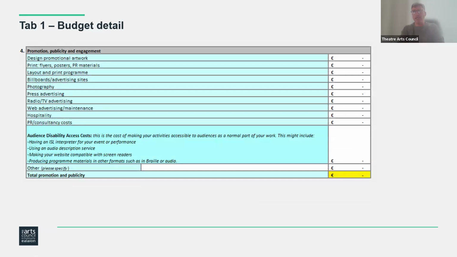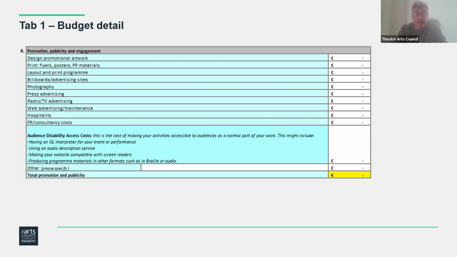So promotion, publicity, and engagement. We've tried to give as many line items as possible here. One thing that can tend to happen is that if there are any issues with the budget, it's the PR portion of the budget that could tend to get trimmed. So you need to think about the balance between how much money you'll spend publicizing the show and how many people you want to see the show.